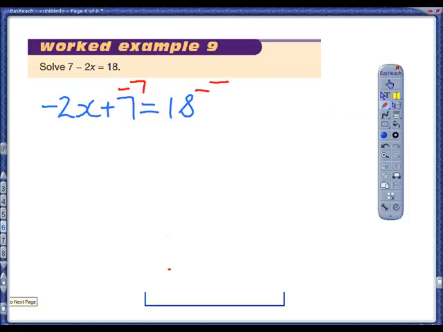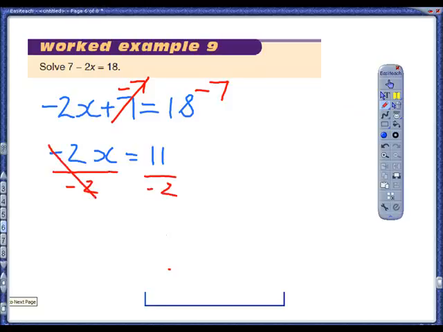And the reason I'm going to do that is it will cancel out the plus 7. So you get negative 2x is equal to 11. I'll write that down. And if I divide both sides by negative 2, it'll leave x by itself. So let's do that as well. So negative 2, negative 2.